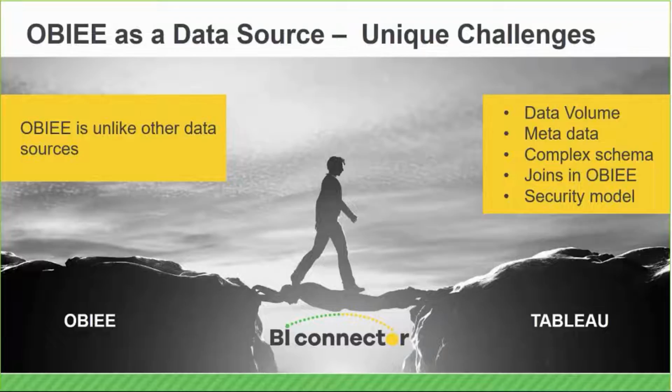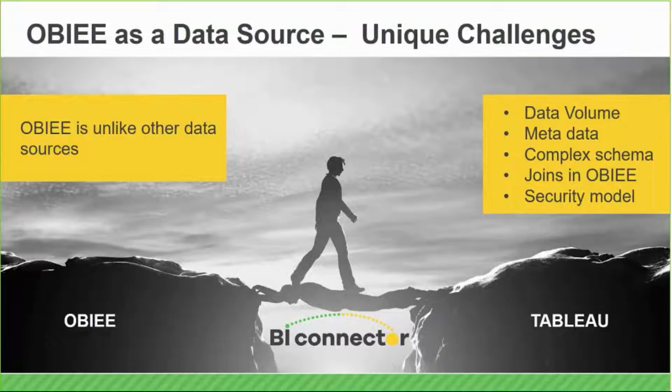One is the data volume. OBIEE is your enterprise repository, so the data volumes will be huge. Fact tables will have hundreds of millions of rows, for example. And then the metadata: it has a complex metadata. It has its own unique way in which you have set up your metadata. The schema is also complex.